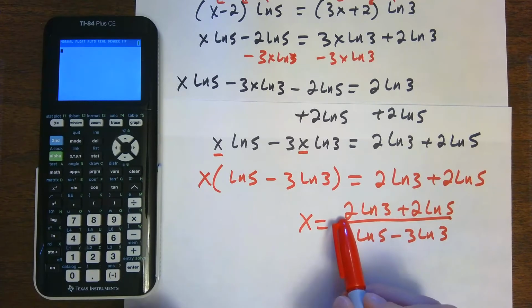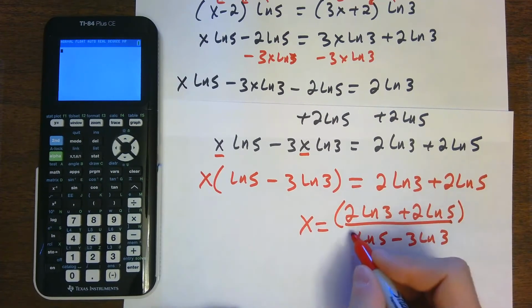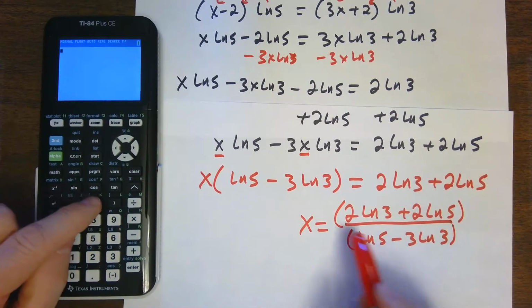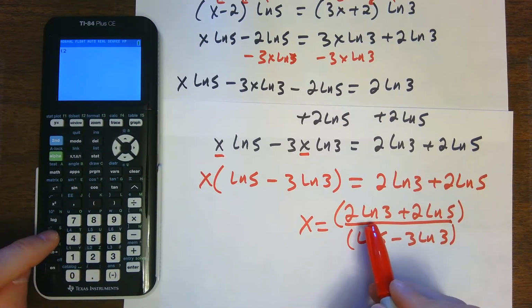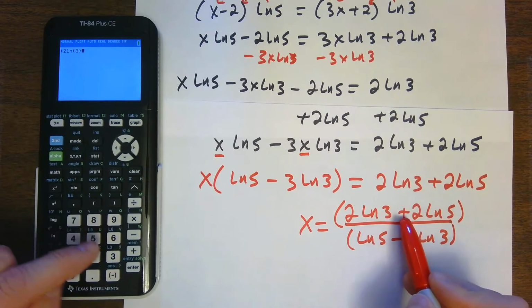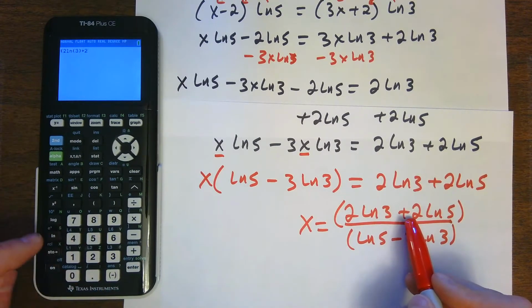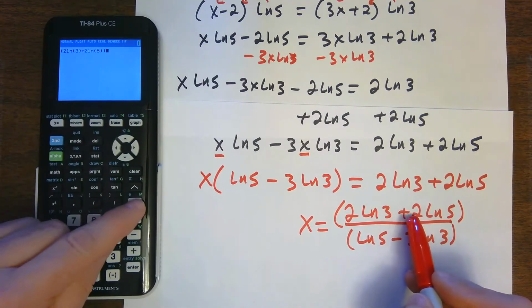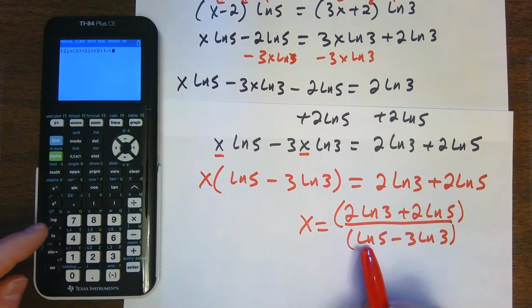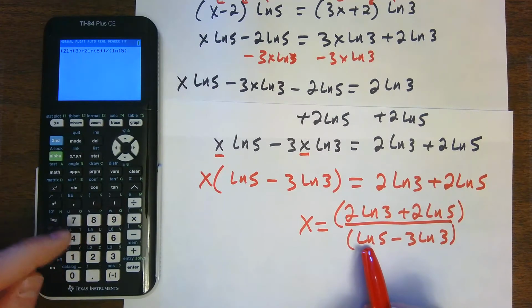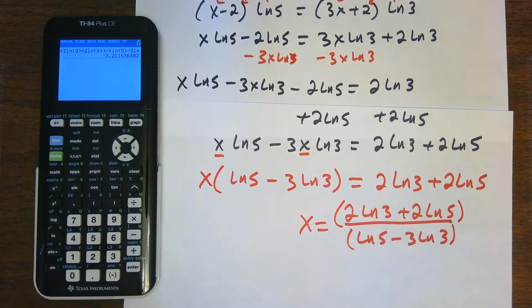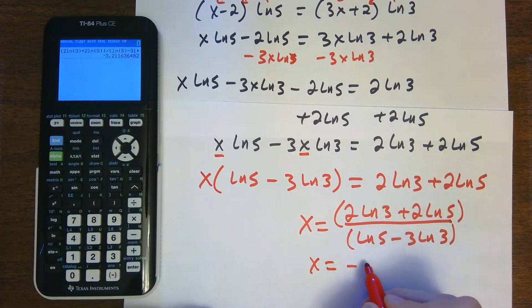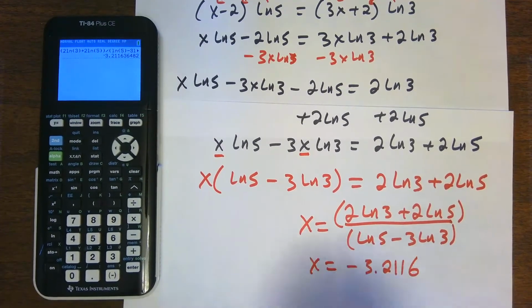Parentheses. So I'm going to put this whole thing in parentheses up here, the whole thing in parentheses down there. So I'm going to open parentheses, 2 times the natural log of 3, close parentheses, plus 2 times the natural log of 5, close parentheses. That gives me the whole numerator, divided by, open parentheses, natural log of 5 minus 3 times the natural log of 3, close parentheses. And I get x equals negative 3.2116 approximately. Oh gosh, some horrible answer there.